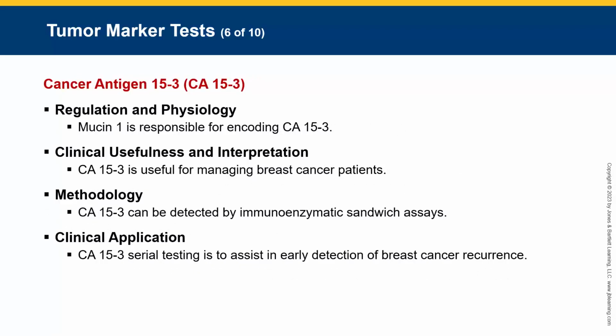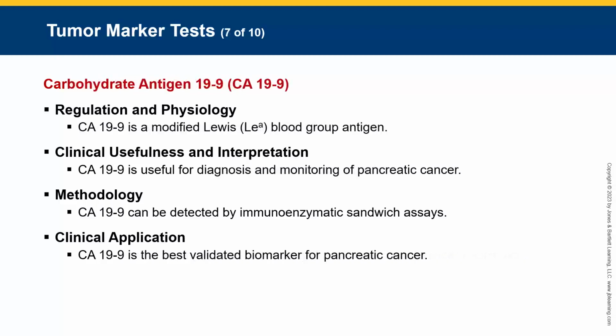Mucin 1 is responsible for encoding CA15-3. It's useful for managing breast cancer patients. It can be detected by immunoenzymatic sandwich assays, and its serial testing is to assist in early detection of breast cancer recurrence.